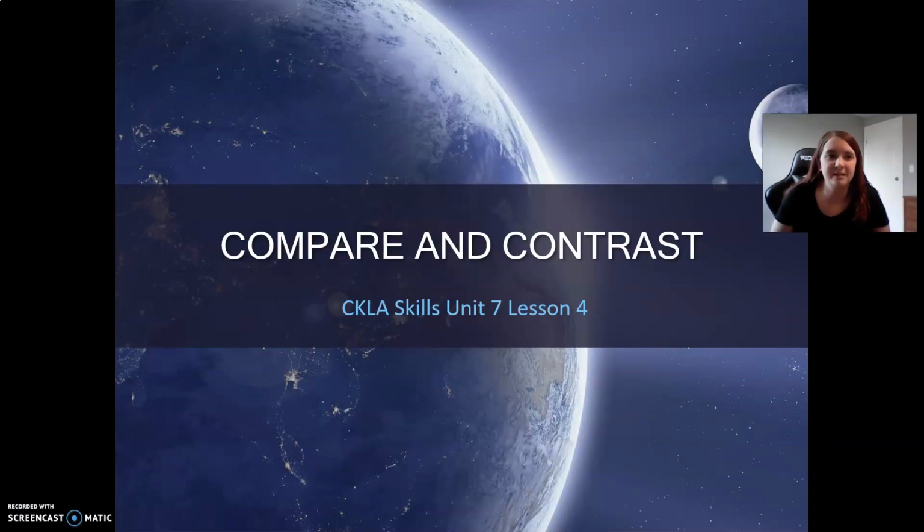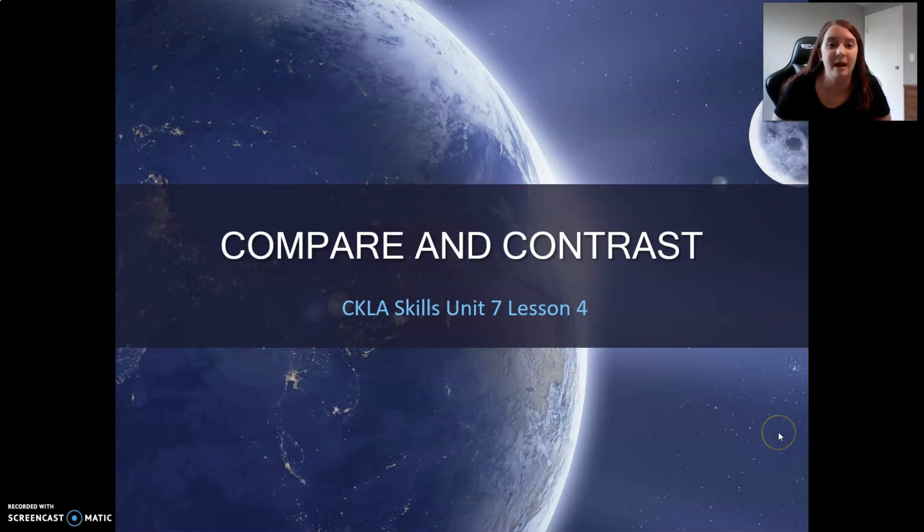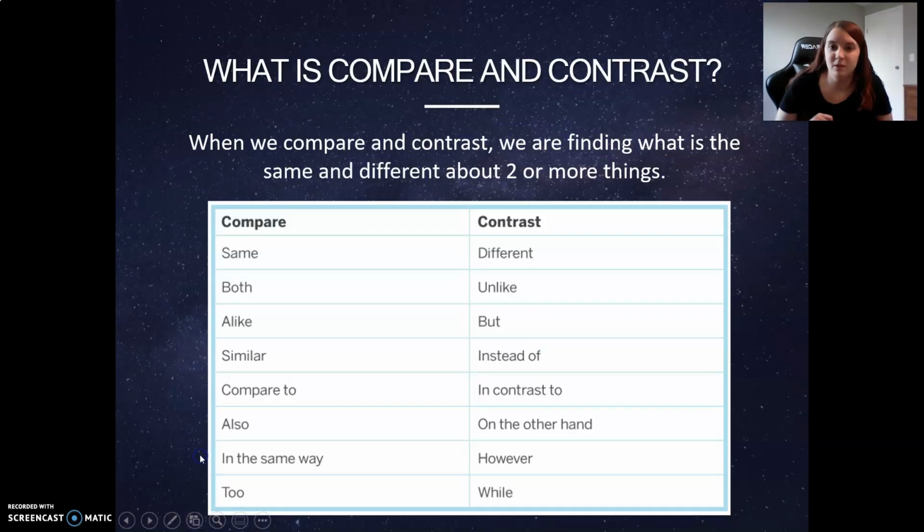Okay, so as I said, we're going to be working with compare and contrast. What is compare and contrast? When we compare and contrast things, we're trying to find out what is the same and what is different about two or more things. Sometimes you might be asked to compare 3 things, sometimes 4, but for the most part, right now we're going to just be doing 2. Tomorrow you're going to be comparing 3.